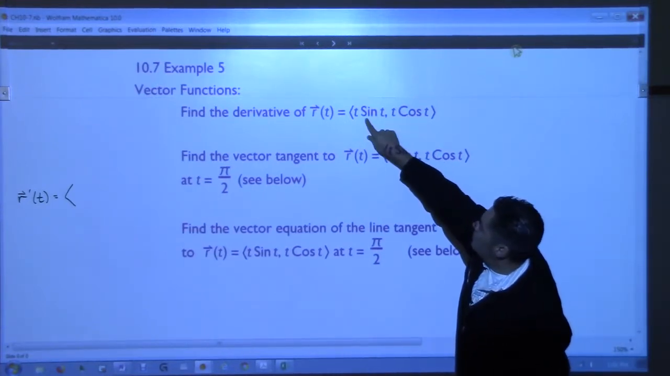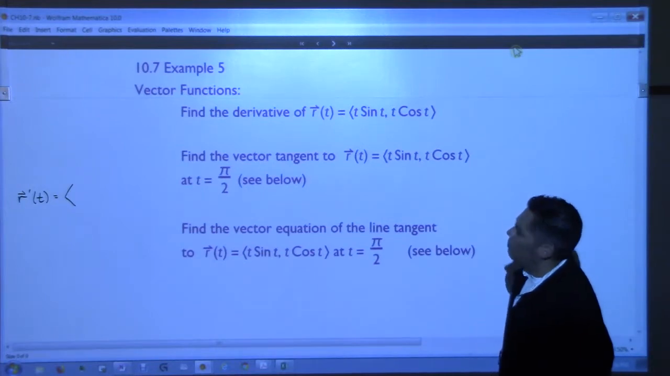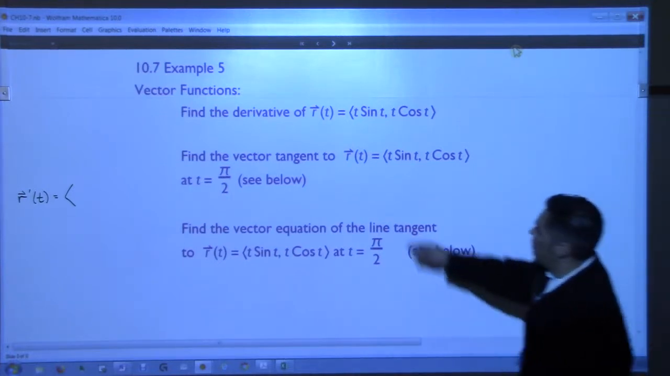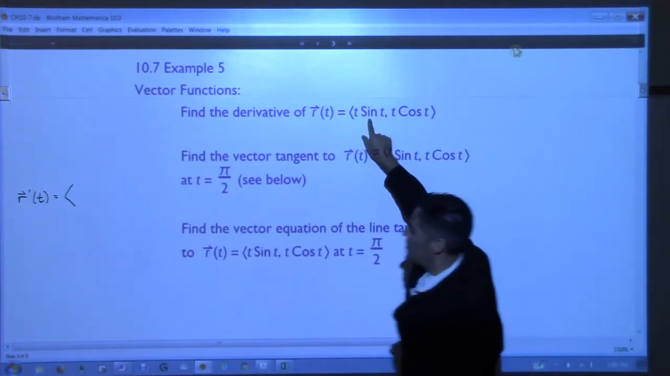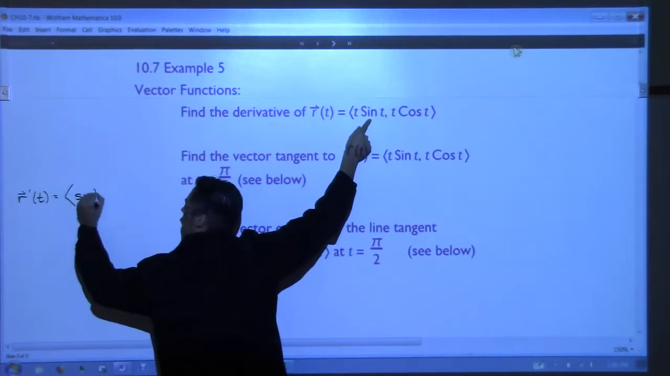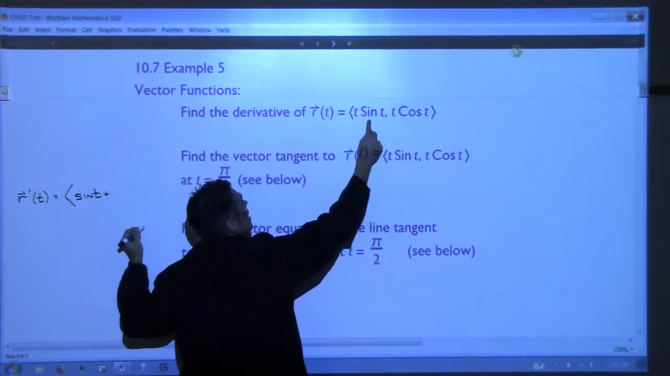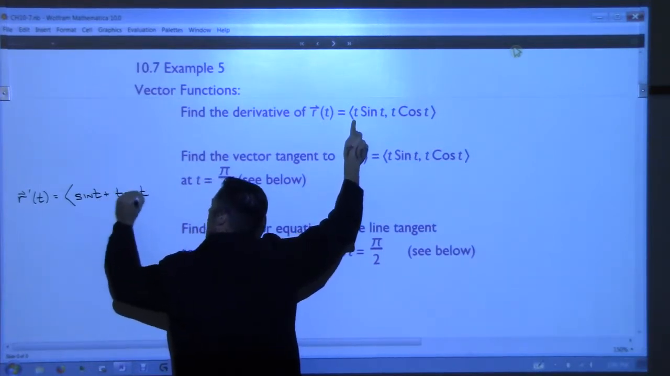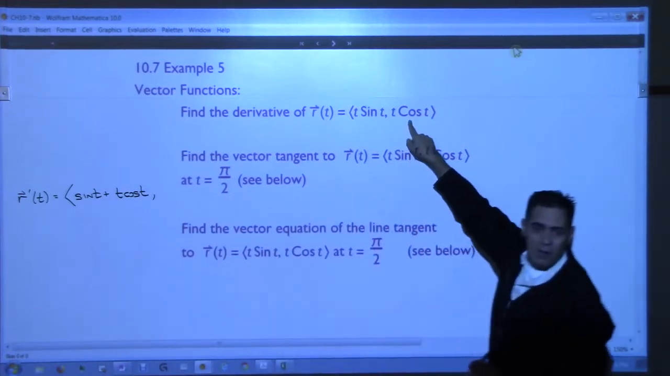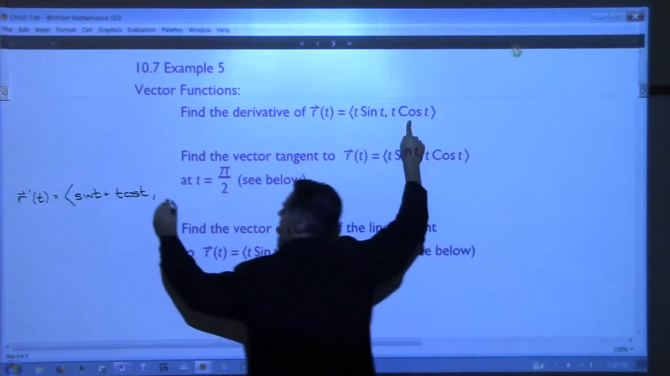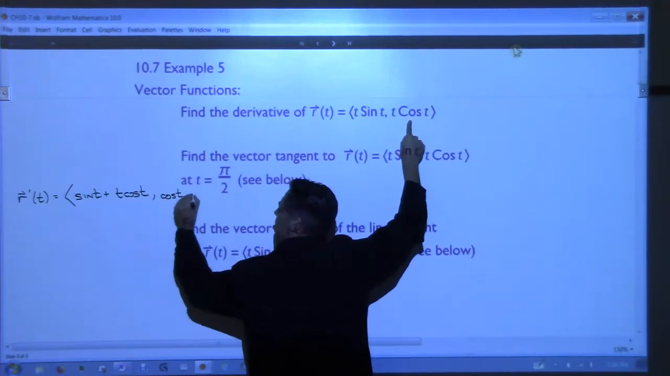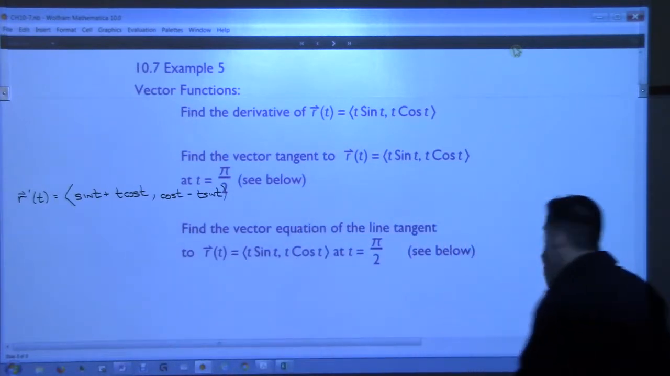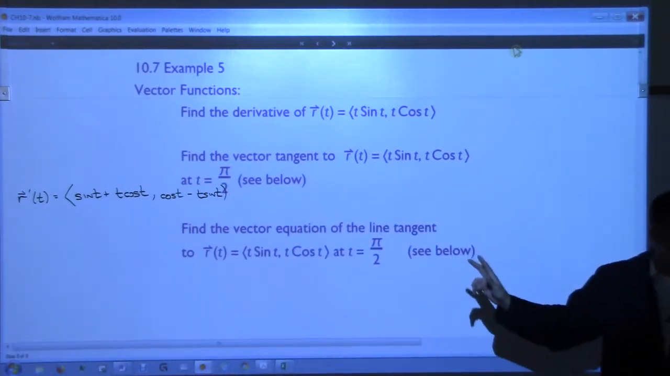And to take the derivative of t sine t, what am I going to use there? Product rule, right? So you take the derivative of t, which is 1, times sine t. So I get sine t plus the derivative of sine t, which is cosine t, times t, so t cosine t, comma. And now the other one is very similar, but we're going to get cosine t minus t sine t. Sorry, I'm trying to cram all that in there. So just two quick little product rules there, right?